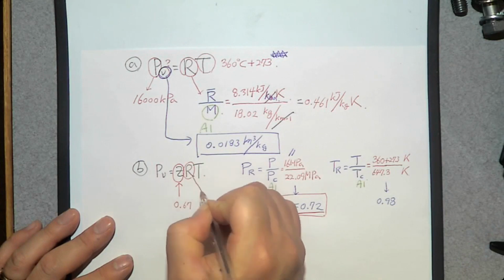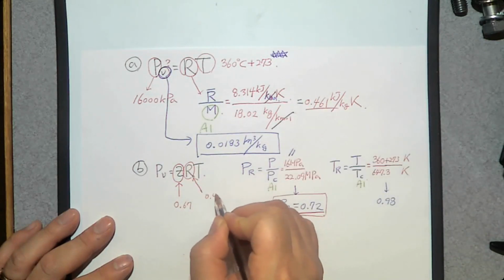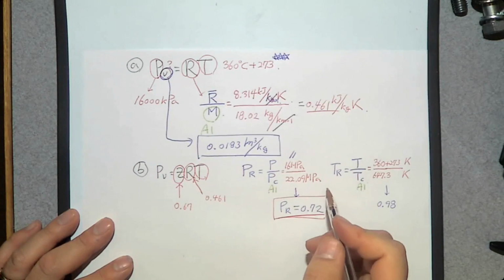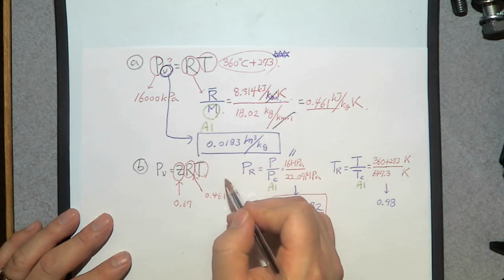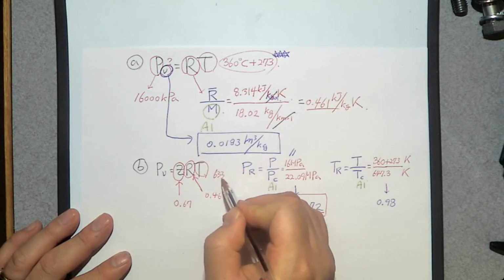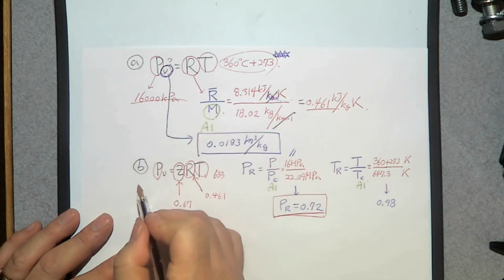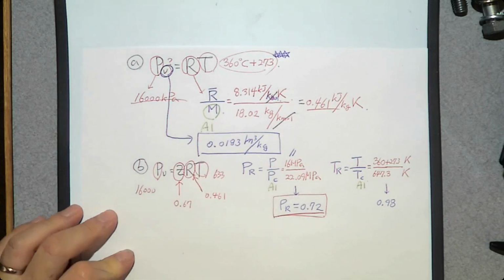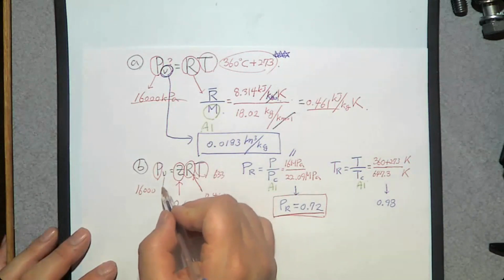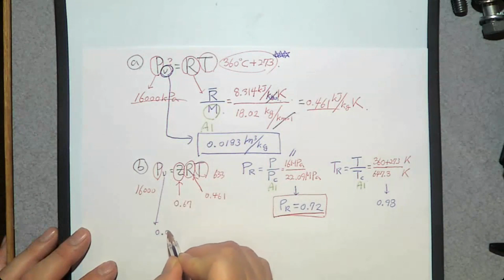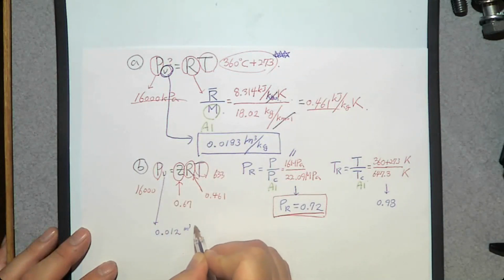0.67. R is this one, 0.461. Temperature is this one, 633. And pressure is 16,000. Then what is the specific volume? We get approximately 0.0128 cubic meters per kilogram.